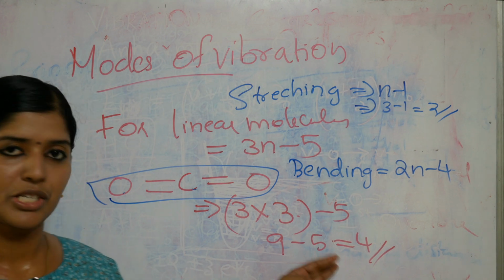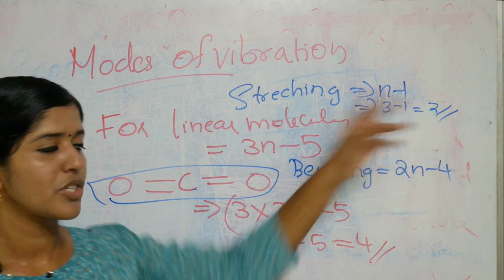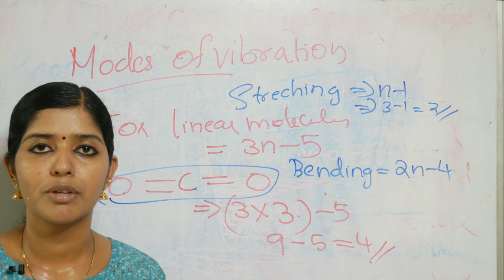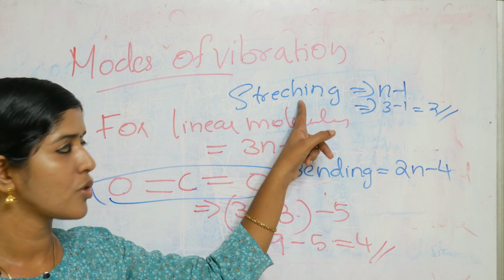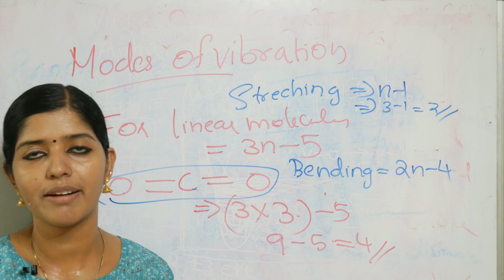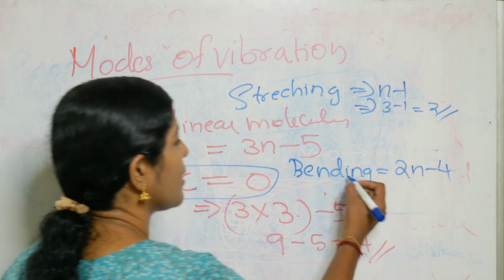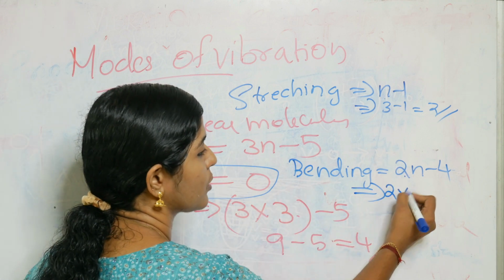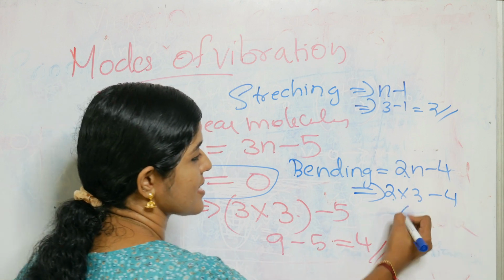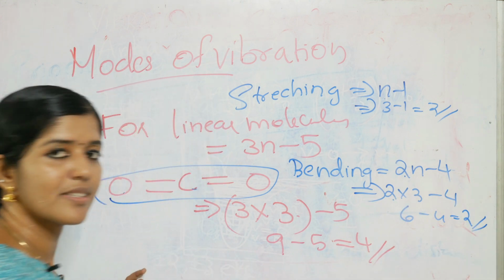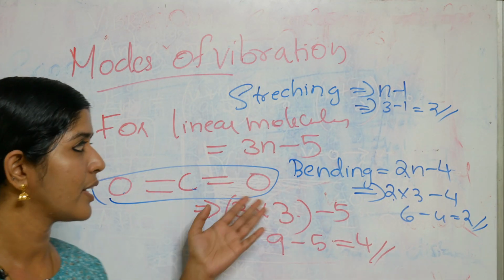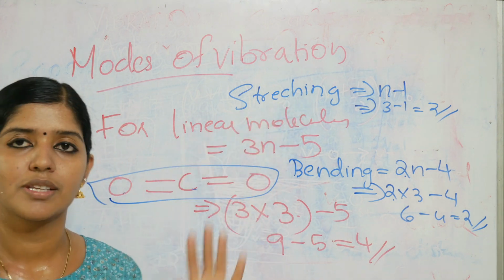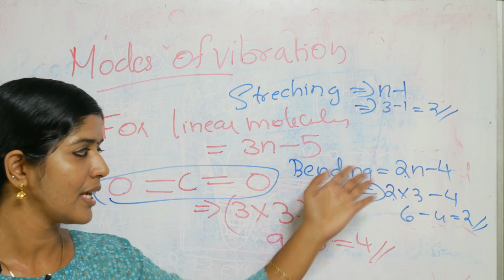If you know the total vibration is 4, and in that the stretching vibration is 2, then automatically you can calculate bending, right? Bending means 4 minus 2. So 2 modes will be bending. In the case of CO2, there are 2 stretching modes and 2 bending modes. Now let's substitute in the equation and see. Bending modes is equal to 2n minus 4. That is 2 into 3, as 3 atoms are there, minus 4. 2 into 3 is 6, 6 minus 4 is 2. Again we got the answer. So you can go through either method. Either you can calculate using the stretching and bending mode equations, or you can calculate the total modes of vibration and stretching modes, and subtract both values to get the bending modes.